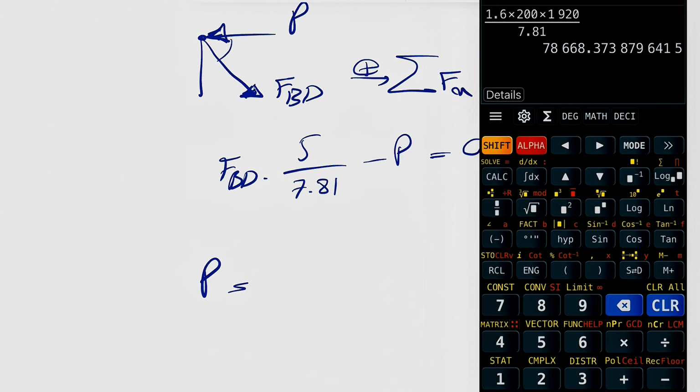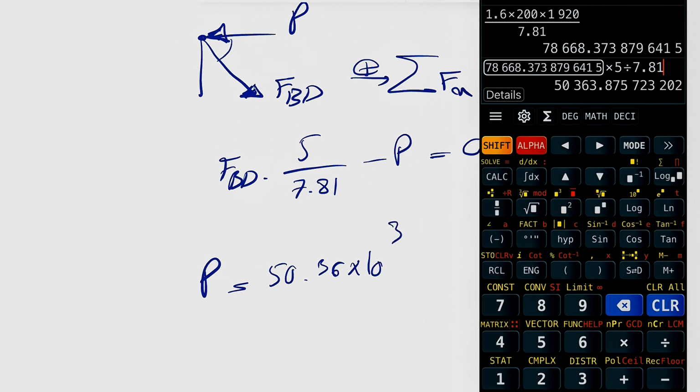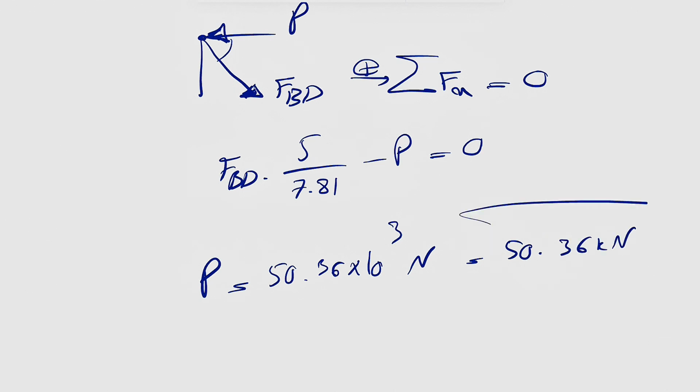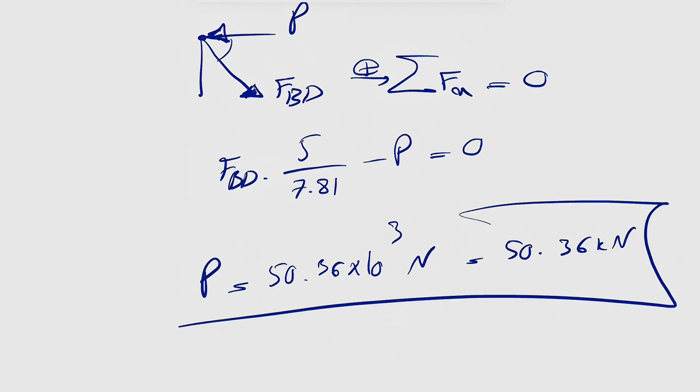So basically we're just going to multiply this by 5 and divide it by 7.81. And that's what we're going to get, 50.36 times 10 to the 3 newtons. So 50.36 kilonewton is the final answer for this question.